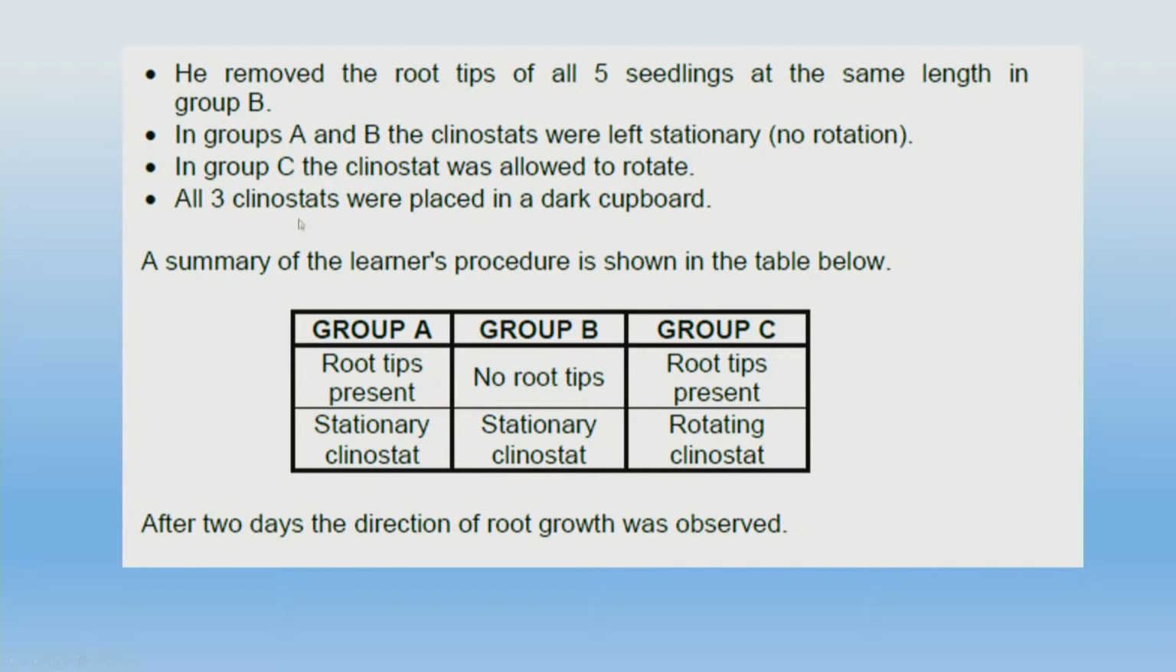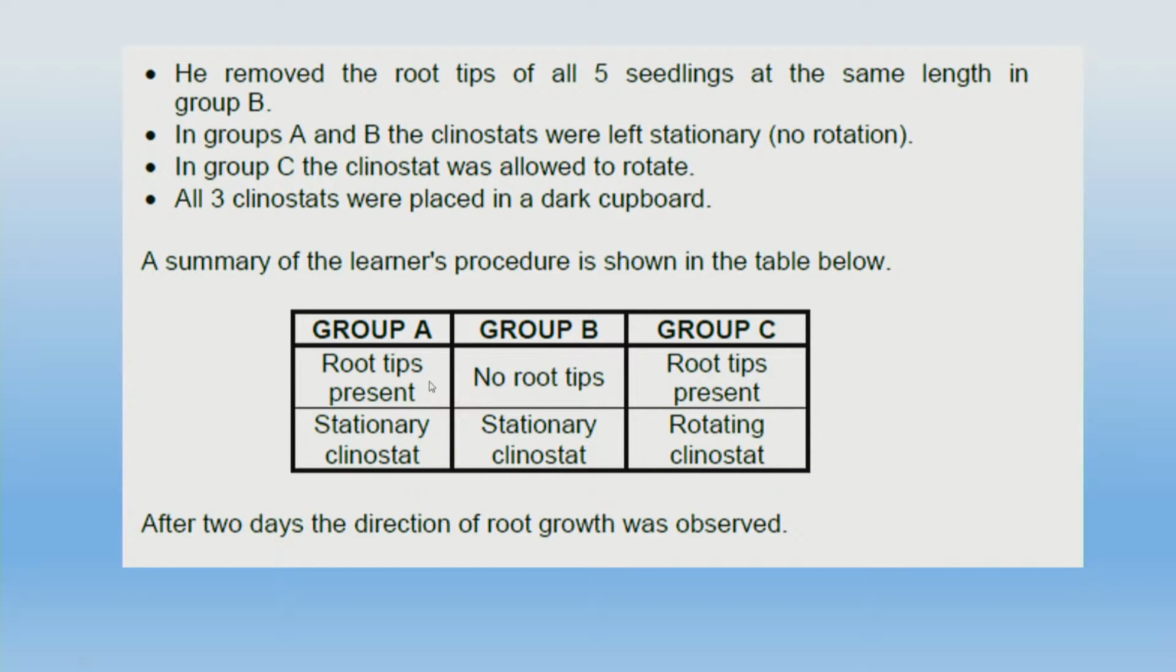In group C, the clinostat was allowed to rotate. Here is group C with a rotating clinostat. But please remember that in group C, the root tips are still present, and there are no root tips in group B, while root tips are present in group A. All 3 clinostats were placed in a dark cupboard. A summary of the learner's procedure is shown in the table below.